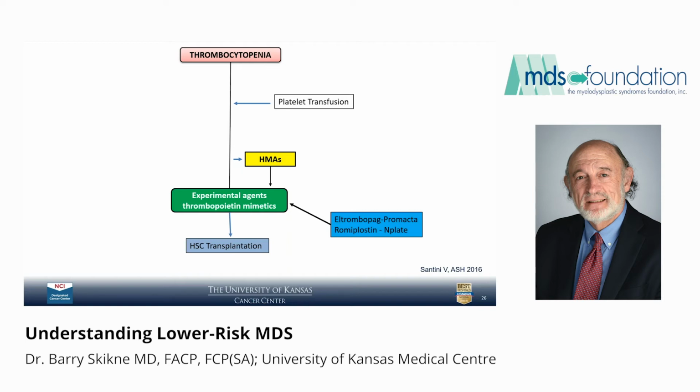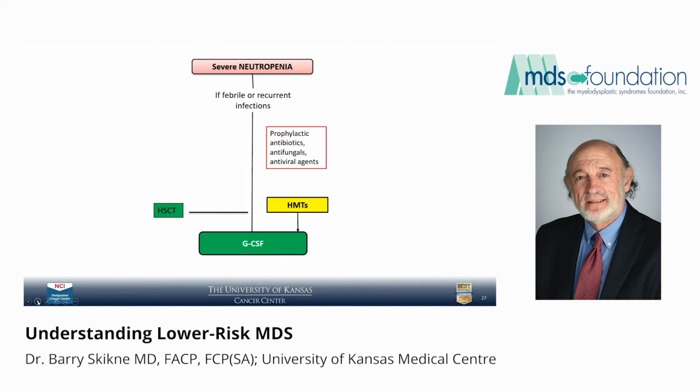It doesn't work for all, and one of the problems with the use of these agents is that the blast count in the bone marrow may go up. When these agents were used initially, they saw increasing blasts and thought that these agents could produce acute myeloid leukemia at an earlier stage, and therefore when you're getting treatment with one of these agents, you certainly should have a bone marrow every 3 months to make sure that there's no leukemia occurring. Again, transplantation should always be a consideration for these patients.